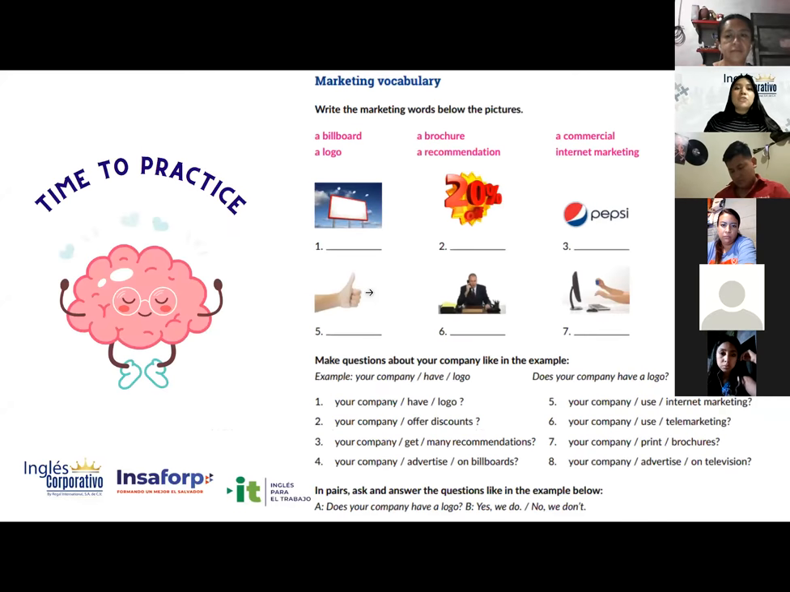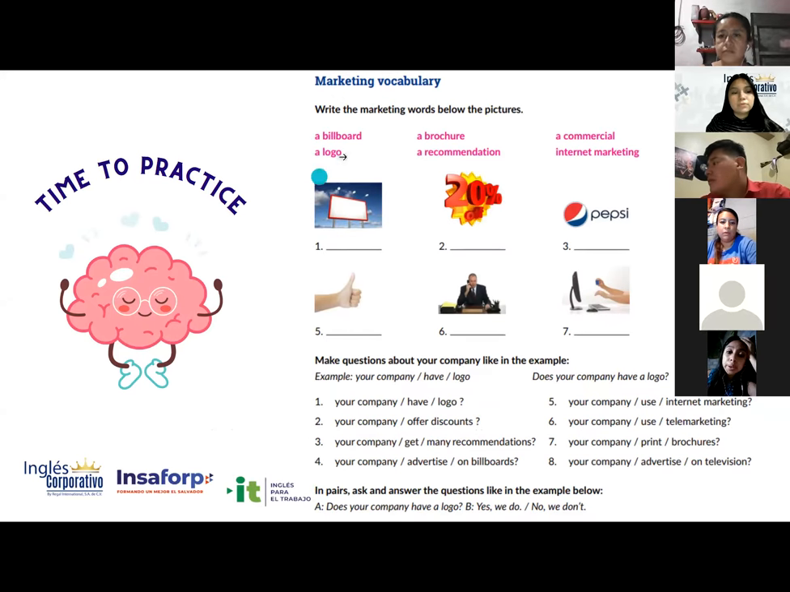Okay, guys. So let's focus on marketing vocabulary, just for you to learn more words. Number one, what is this? Marketing, what is this? A brochure. Are you sure that this is a brochure? No, it's a commercial. No. A discount.